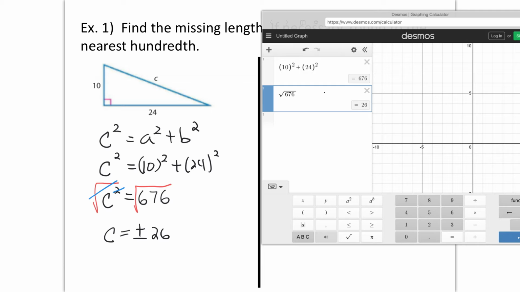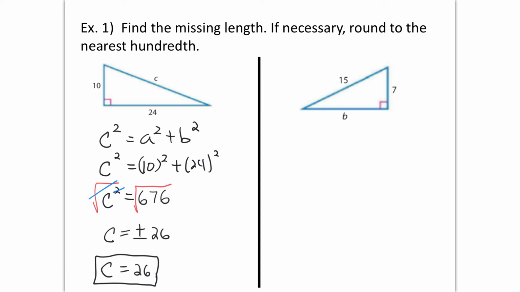So in this case, since we are looking for that length, we are going to say that C is going to be the positive answer, which is positive 26. So you don't have to worry about the negative, because for measurements, we're not going to use negative length or negative measurements. So the value of C equals 26. Let's try the triangle on the right side.